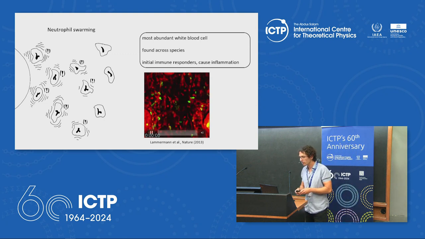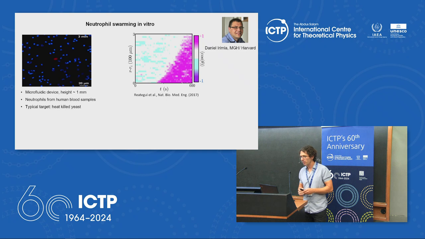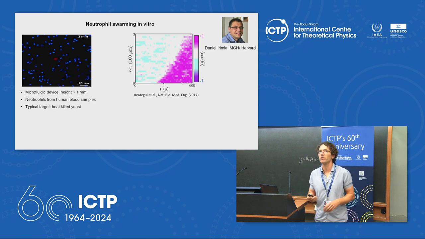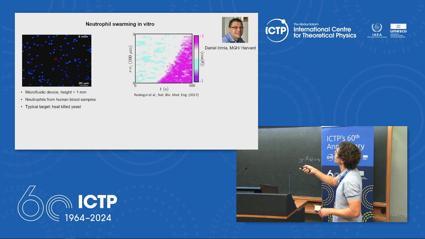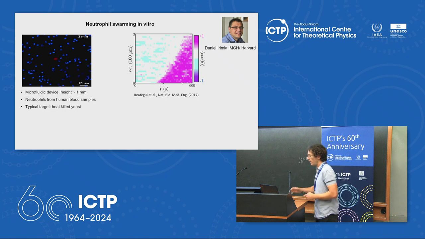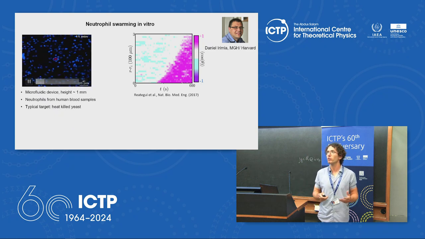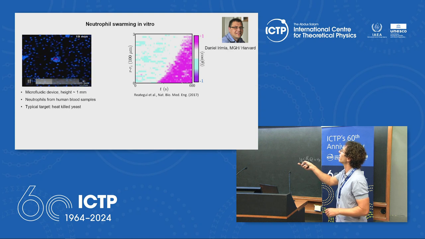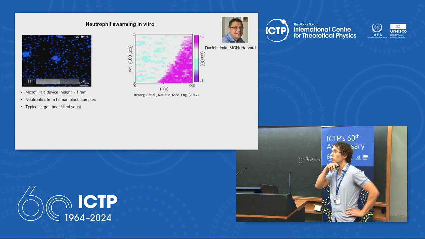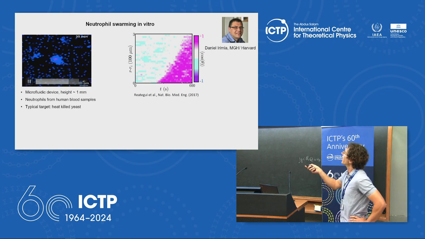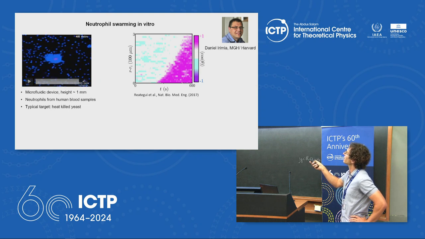And this project started when I learned about these experiments, doing something similar in vitro. This is work from Daniel Irimia's group at Harvard Medical School, and he has this microfluidic device where you take, in this case, heat-killed yeast, to model a yeast infection, and neutrophils from human blood from donors, and you can see a very similar phenomenology. Within tens of minutes, these accumulate at the yeast infection.